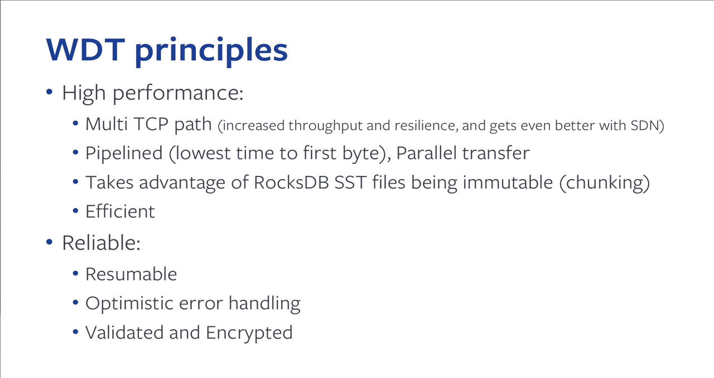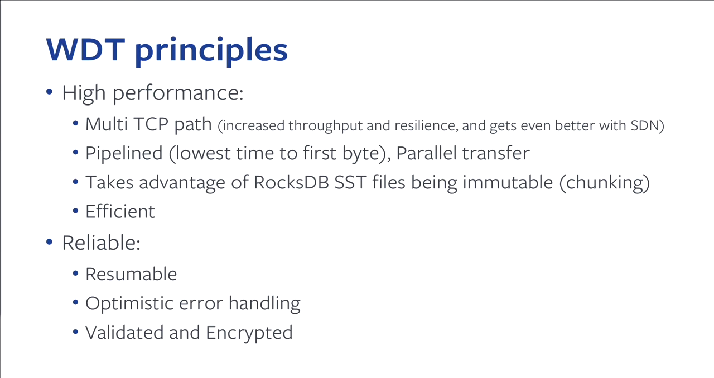So what are the key principles? We try to make WDT as high performance as possible, and the key insight is to use multiple connections. It helps. You get a better advantage at Facebook because we use software-defined networking, so by using multiple sockets you end up using multiple paths on the network, which might have different congestion from one another. But even without software-defined networking, with multiple connections you multiply your TCP buffers, for instance, and you can do things in parallel.